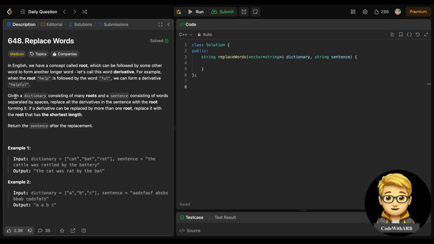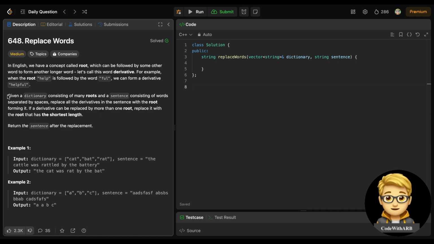Okay, so we are given a dictionary consisting of many roots, and a sentence consisting of words separated by spaces. Replace all the derivatives in the sentence with the root forming it. And if a derivative can be replaced by more than one root.